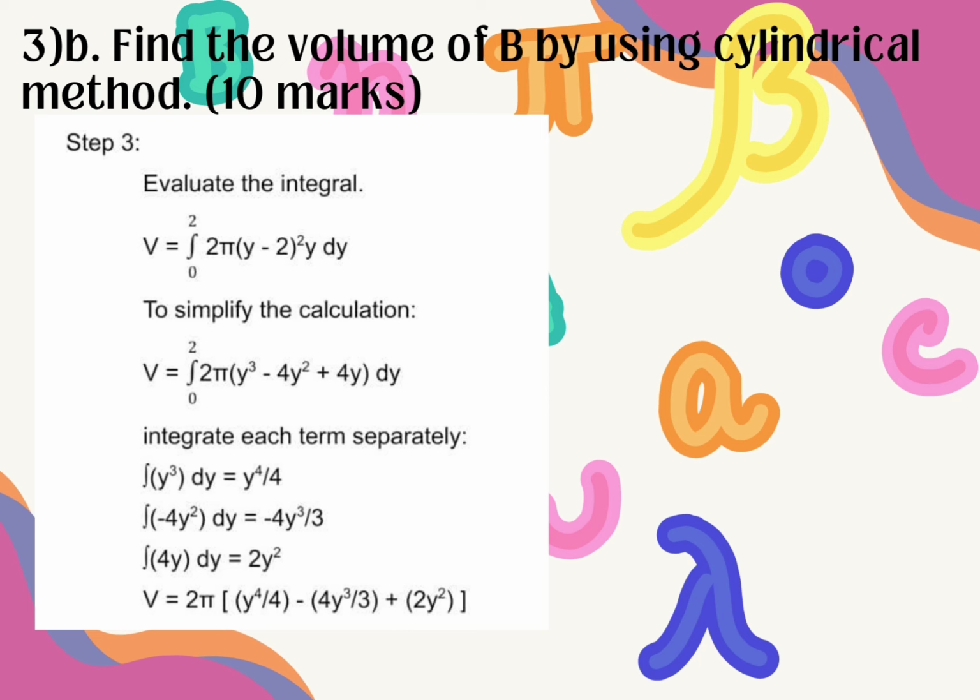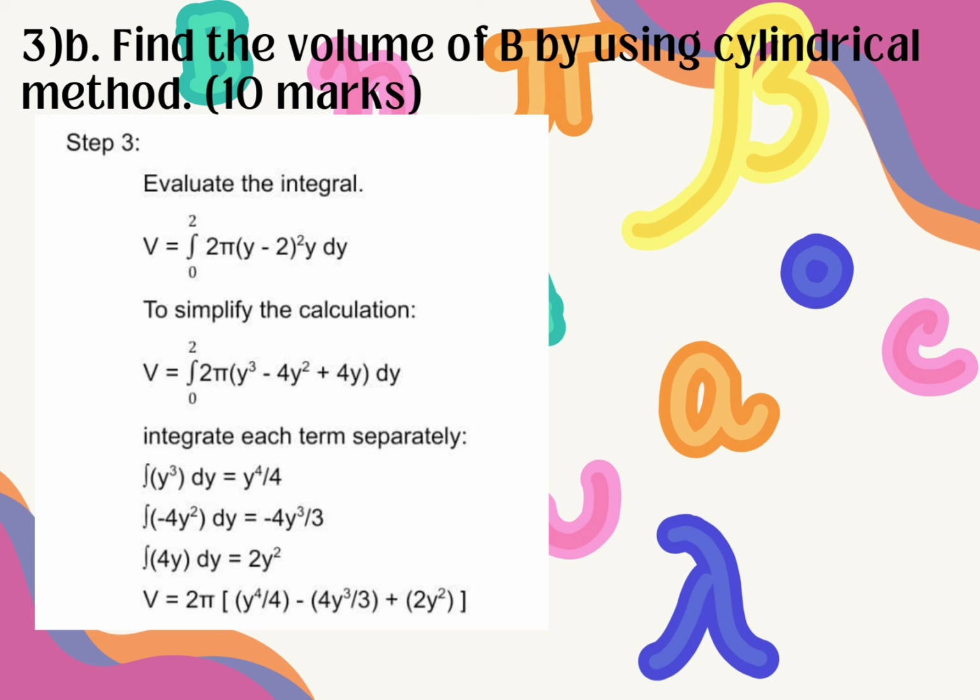To simplify the integral expression, we expand the term (y minus 2) squared to obtain V equals the integral from 0 to 2 of 2 pi (y cubed minus 4y squared plus 4y) dy. We will integrate each term separately. The integral of y cubed with respect to y is y to the power of 4 over 4. The integral of minus 4y squared with respect to y is minus 4y cubed over 3. The integral of 4y with respect to y is 2y squared.